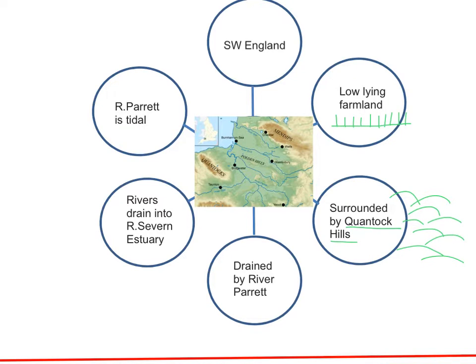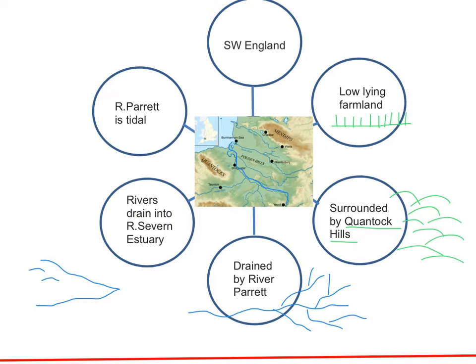The River Parrett itself, which on my map is here, flowing north, I can simply draw a River Parrett, and to help me remember that it drains other rivers, I can add some tributaries like so. The rivers themselves then drain into the River Severn estuary, which is there on my map, and I can add a diagram of an estuary.